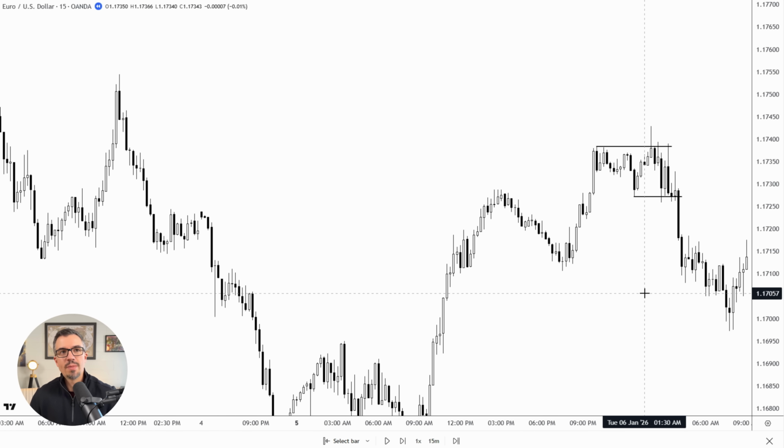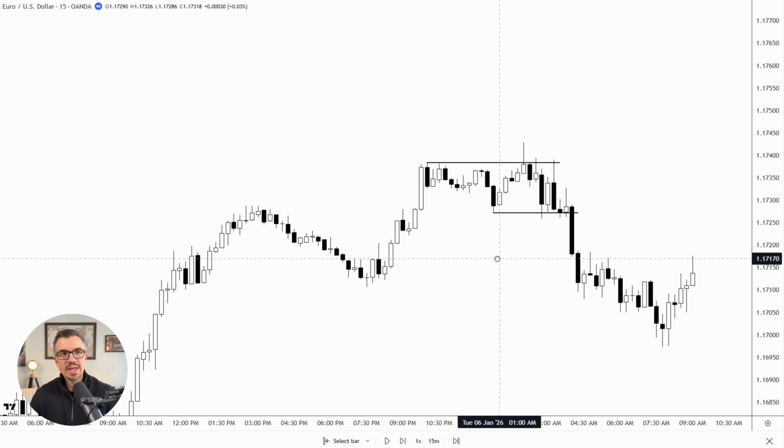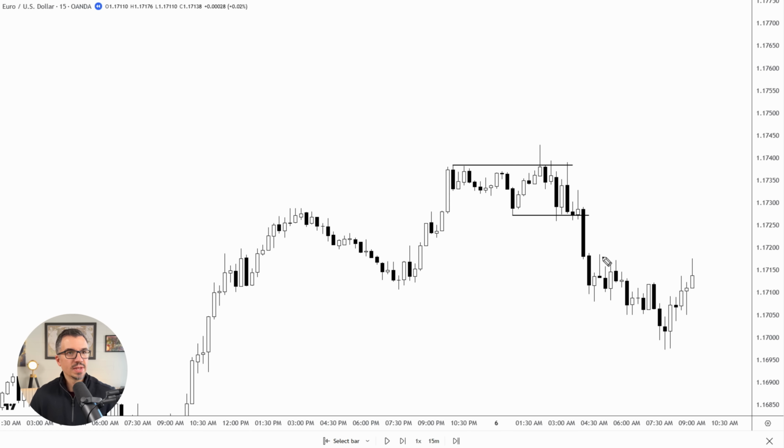So let's talk now about how to actually trade this. So in this case, right, you can see that we have this low right here, this close right here that confirms it. And then you have this high.